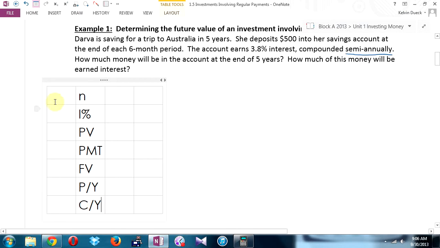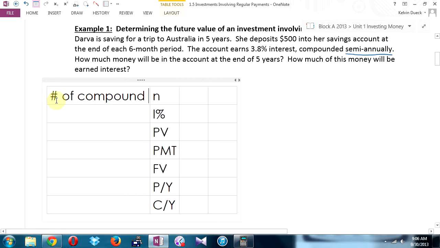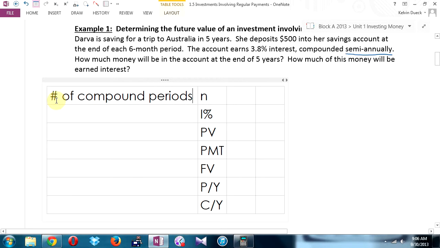Okay. Here's what they mean. Some of these you know. What did N stand for in our compound interest formula? Well, I got to be fussy. It wasn't always years because it was the number of times compounded total. So it's going to be the number of compound periods.